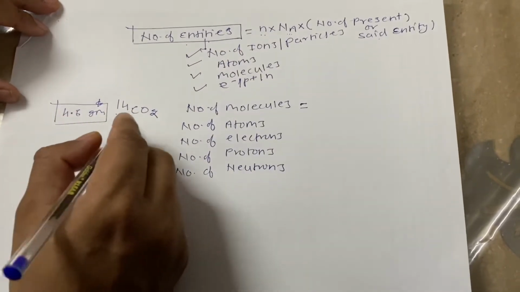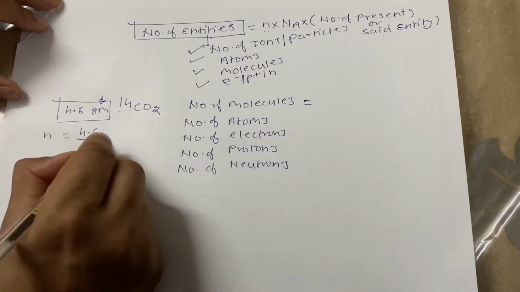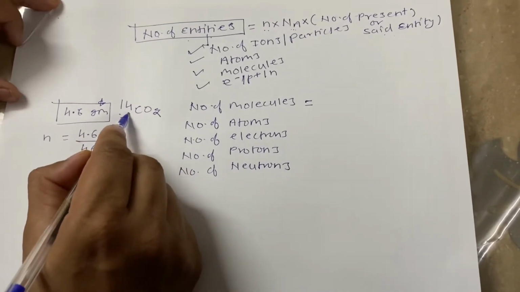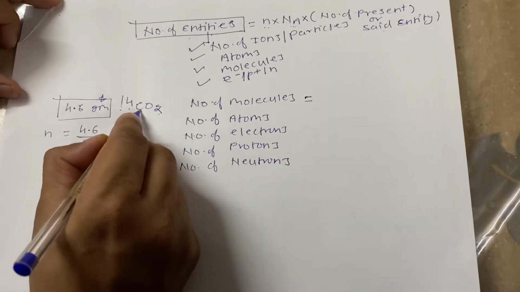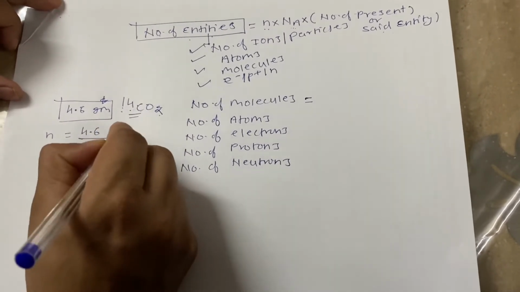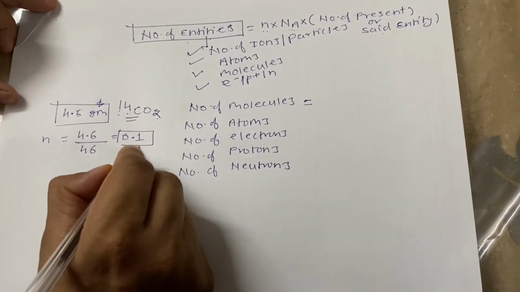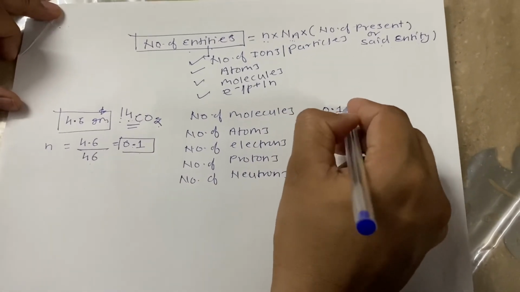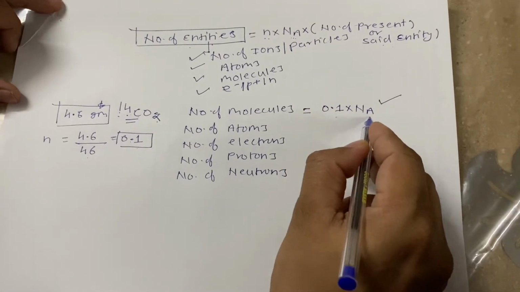So 4.6 gram of 14CO2, definitely 4.6 gram divided by 46. Definitely the molar mass of CO2, which includes the isotope of carbon 14, will be 46. So this will give 0.1 mole. So now we have calculated the number of moles. The number of moles is 0.1. It will be multiplied by Na. So our first answer will be 0.1 Na.